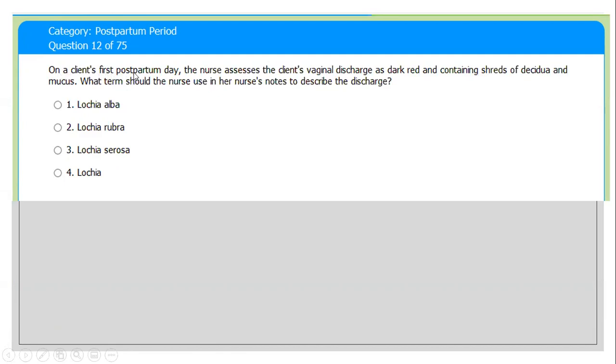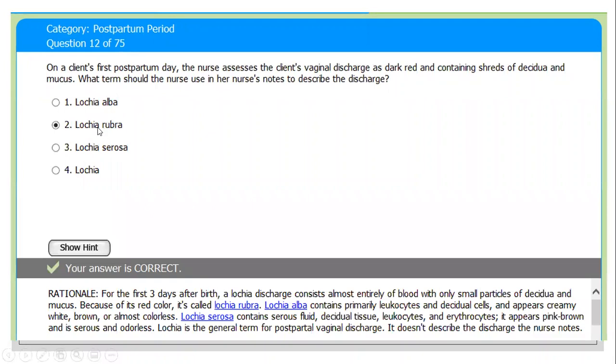Next question here. On a client's first postpartum day, the nurse assesses the client's vaginal discharge as dark red and containing shreds of decidua and also mucus. So this is the cell debris after the delivery. What term should the nurse use in her nurse note to describe the discharge? Number one, lochia alba. Number two, lochia rubra. Number three, lochia serosa. And number four, lochia. The correct answer is lochia rubra.